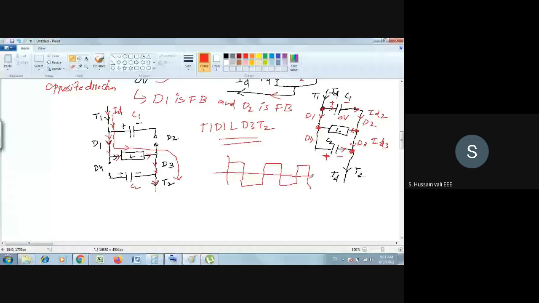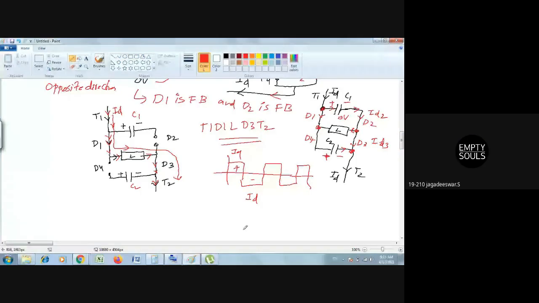Now one thing I will tell you: the waveform shape may not be exactly the same as this. There may be a small deviation because of some reasons. But this is positive current and negative current. Positive current, negative current. So this is it. Please tell me, did you understand now?